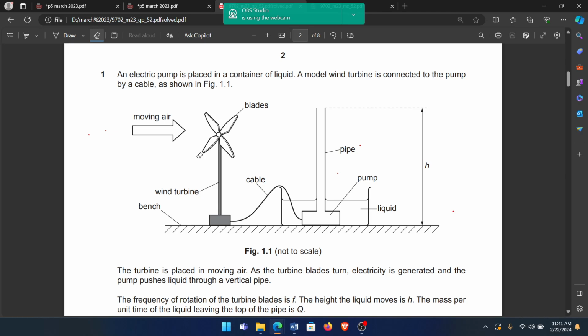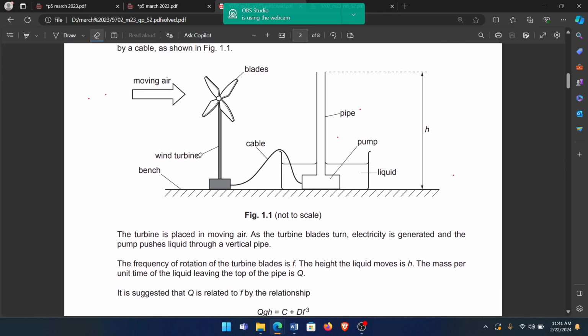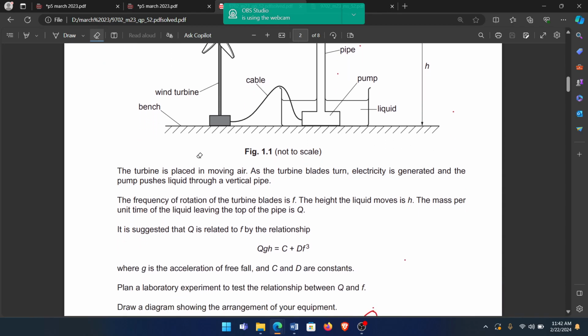The turbine is placed in moving air. As the turbine blades turn, electricity is generated and the pump pushes liquid through the vertical pipe. The frequency of rotation of the turbine blade is F and the height the liquid moves is H. Q is the mass per unit time of the liquid leaving the top of the pipe. This is the relationship.